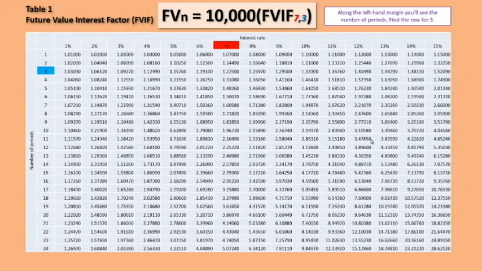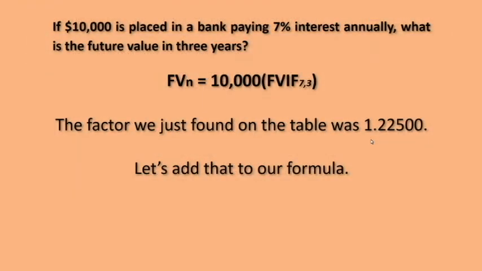On the left-hand side, we've got the number of periods, 3. I put that in blue. And then you can follow along both of those to the purple box. That's the factor we're going to actually use in our formula, that 1.225. You can round it off. So that's what we want to take away from using this table.